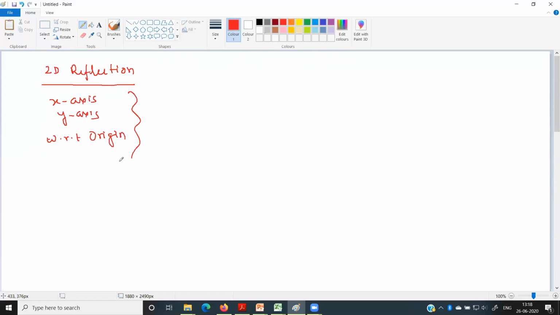And there are different equations of the straight line. With respect to the straight line, you can also perform the reflection. But while we are discussing the 3D reflection, in case of 3D reflection, the reflection will be performed either with respect to the XY plane, it is not about axis, or with respect to the YZ plane, or with respect to the ZX plane or XZ plane.